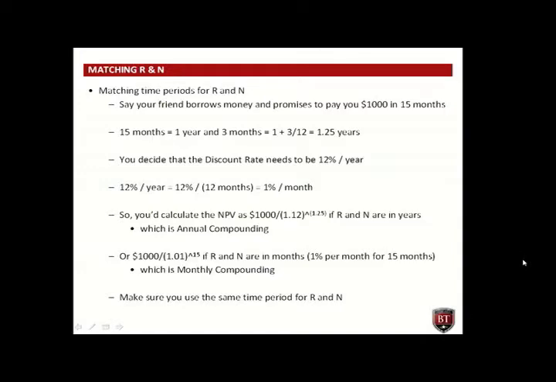So when you do your NPV formula, you've got to make sure that if you use the annual rate, which is percentage per year, then you've got to discount your time in years, which is annual compounding. On the flip side, if someone says 1% for 15 months, then you've got to use 1% for your R, and you've got to use to the power of 15. So your rate is 1% per month and your time is 15 months. So you always must make sure that you match the time periods for your rate and for N.